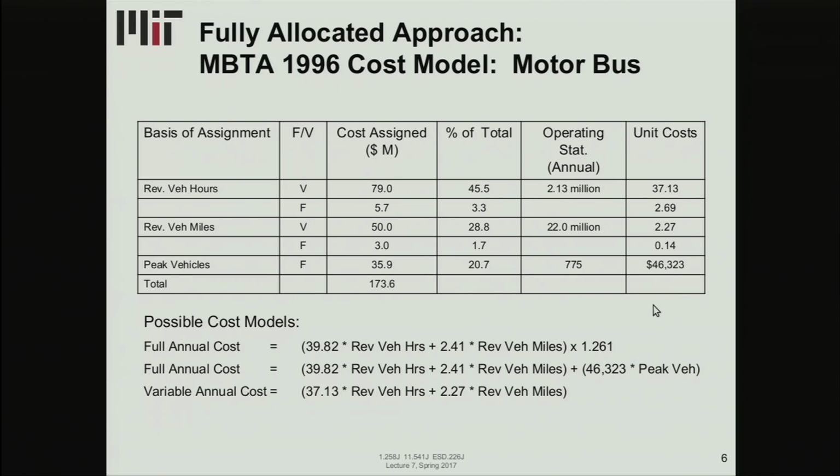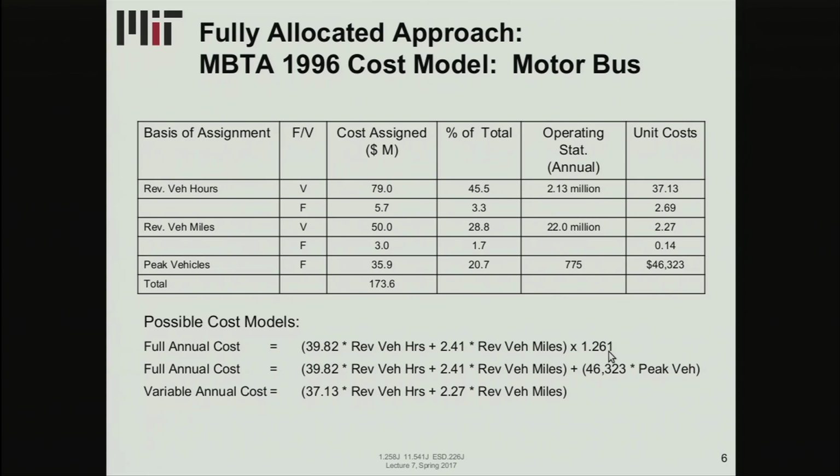Now, what are possible cost models following this approach? A first and simple one, a very traditional model, is the first one listed here. So 39.82, which is the total unit cost of revenue vehicle hours. It's the sum of 37.13 and 2.69 times the number of revenue vehicle hours. And then 2.41, which is the sum of 2.27 and 0.14 times revenue vehicle miles times some factor.